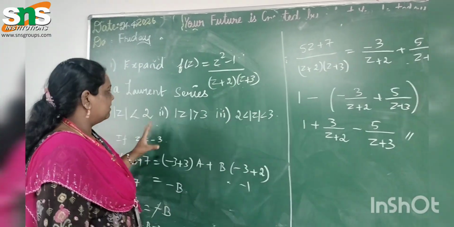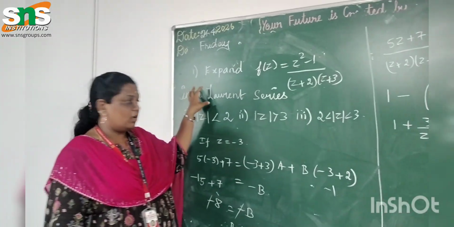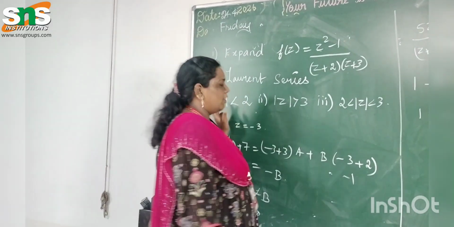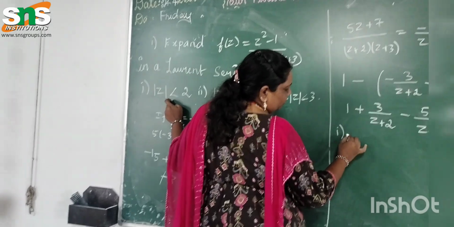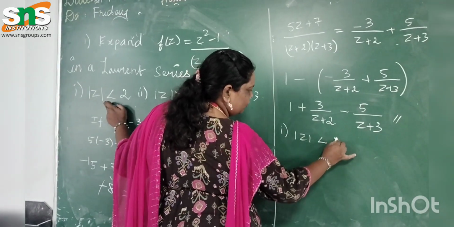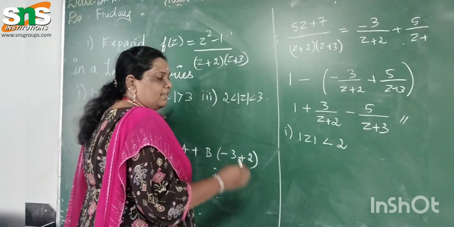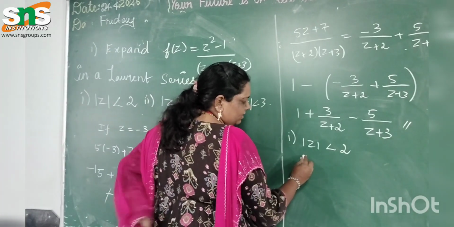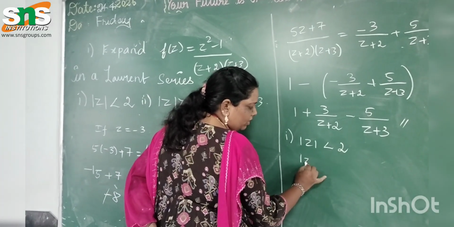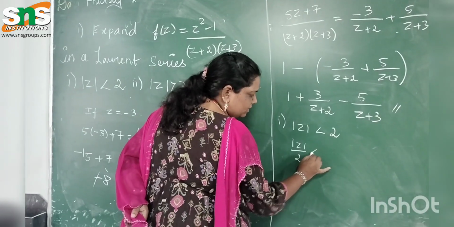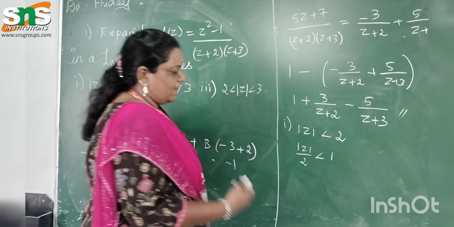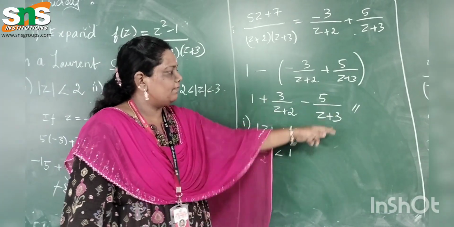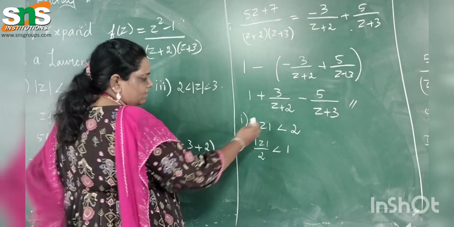Now our plan is to find out the Laurent series of the function for modulus of z less than 2. So according to the first region, modulus of z is less than 2. We know that the expansion requires the term to be less than 1. So by keeping this, we are dividing with respect to 2. So we will get modulus of z divided by 2, which is less than 1. So we have to keep z divided by the constant value in all the functions. So we are taking them out.